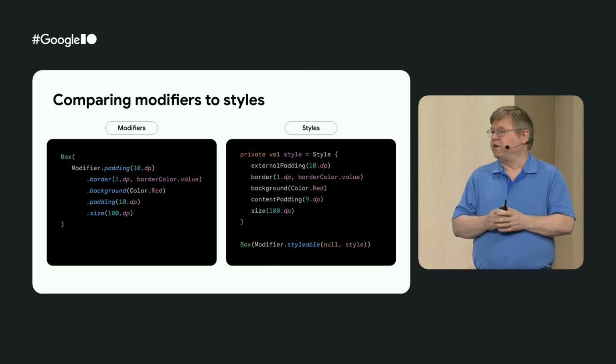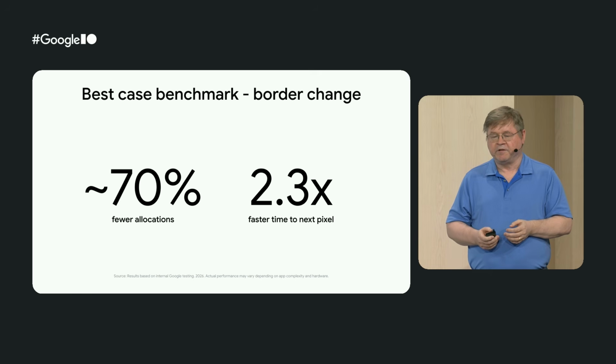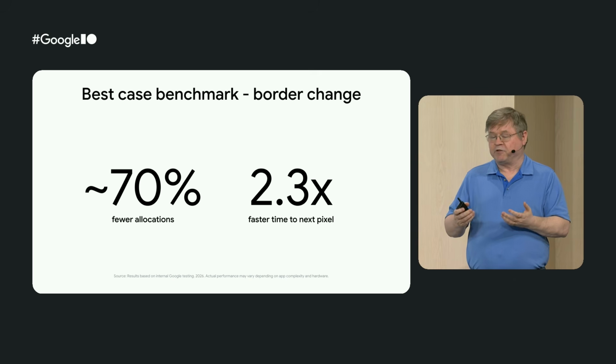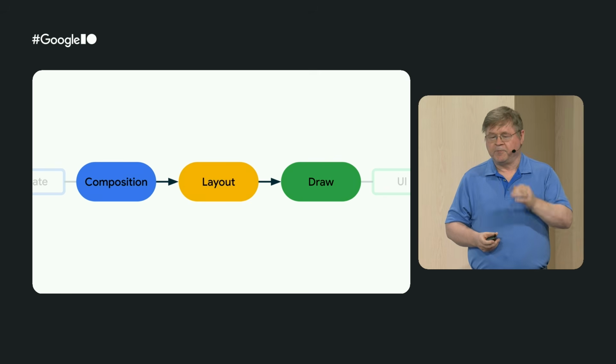All the benchmarks we've written are much like this, a component implemented with modifiers and the same component implemented with styles. In this benchmark, styles had approximately 70% fewer allocations and used up to 2.3 times faster to render the next pixel. To see how this is done, let's take a closer look at how styles work.